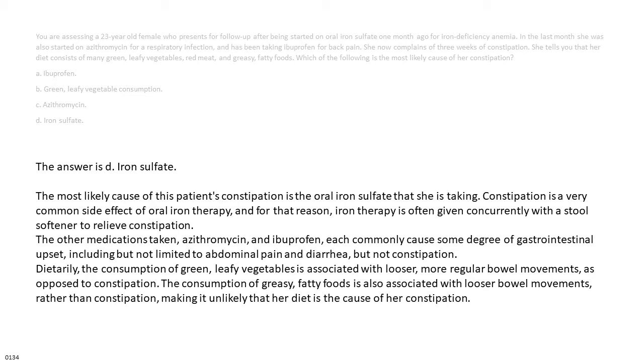Dietarily, the consumption of green, leafy vegetables is associated with looser, more regular bowel movements, as opposed to constipation. The consumption of greasy, fatty foods is also associated with looser bowel movements, rather than constipation, making it unlikely that her diet is the cause of her constipation.